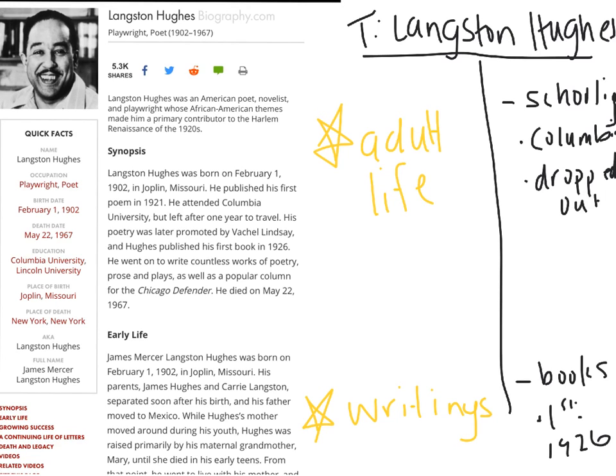As I continue through the article, I can always go back and add to my adult life or back to his childhood if I find other information. Once I'm finished with this source, then I can go to another credible source to find more information about my hero.